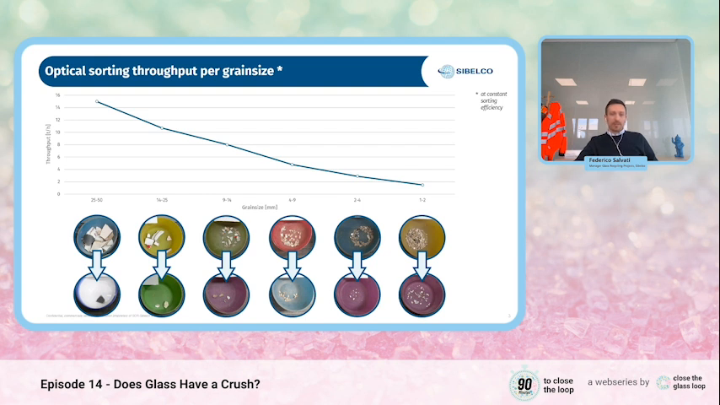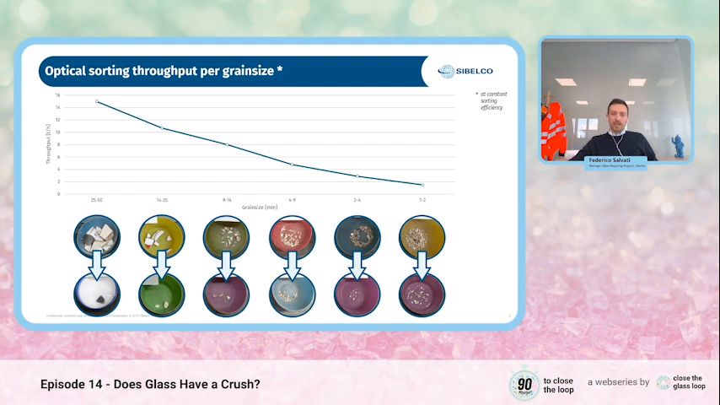You can see in the purple bucket, we just have a few CSP pieces after the first step of sorting, but the throughput is starting to decrease quite significantly. From 10 or 15 tons per hour, we move down to only 8 or 6 tons per hour on a single machine. Then by the time we go to the very fine fractions, the throughput drops to 1, 2, maximum 3 tons per hour. And we also see a decrease in efficiency, because the small pieces are harder to detect and also harder to eject from the material stream.